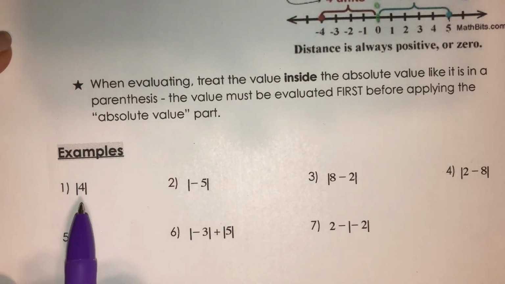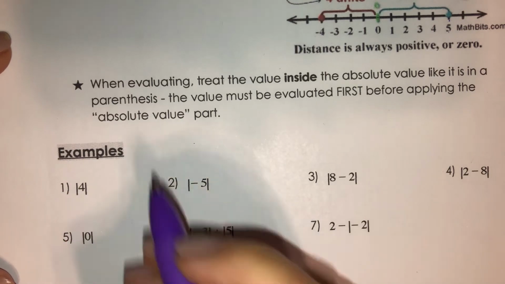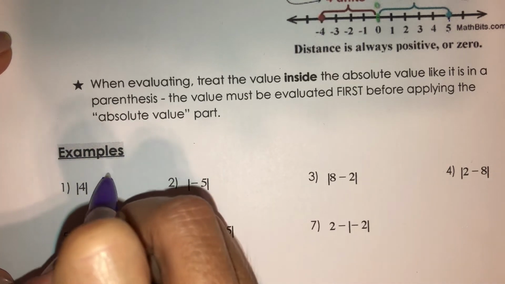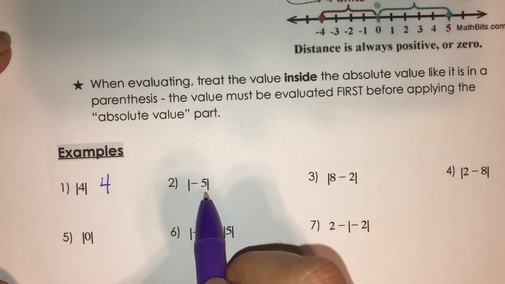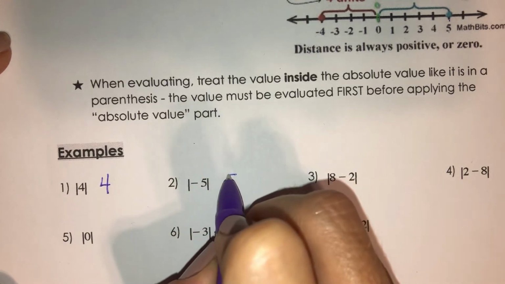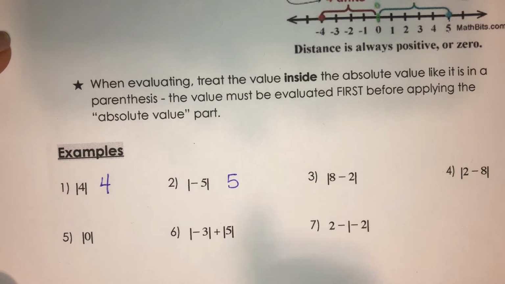We'll start off really easy. Absolute value of 4. Well, 4 is 4 units away from 0, so the answer is 4. The absolute value of -5. -5 is 5 units away from 0, so the answer is 5.